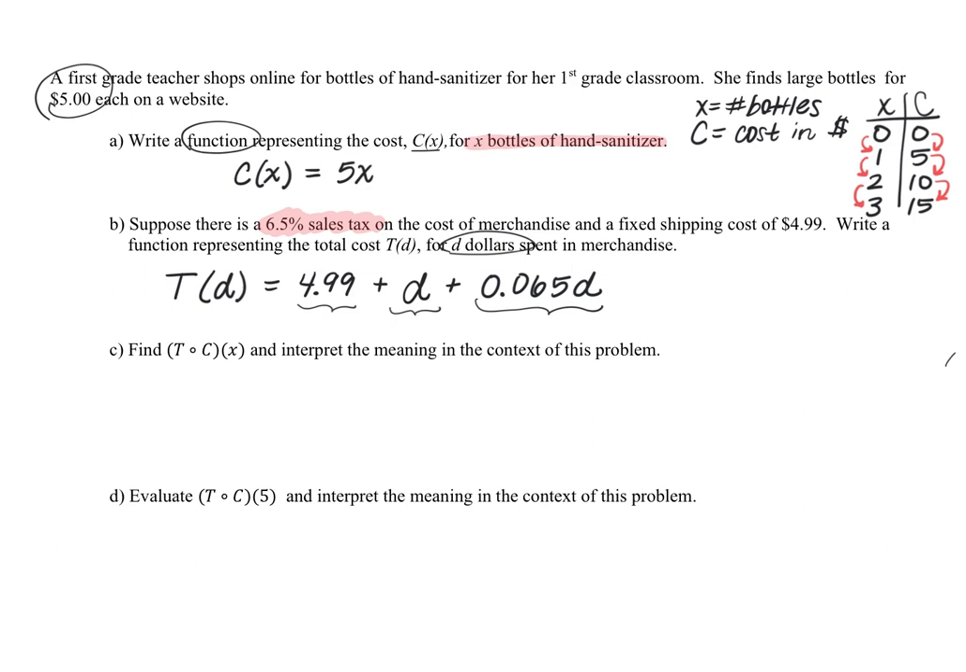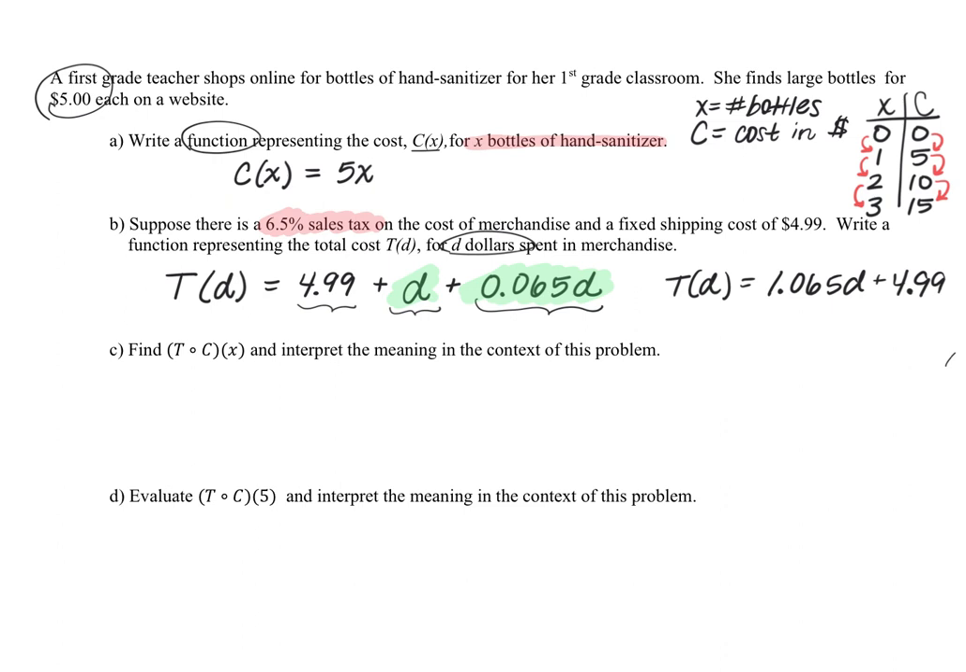So we can simplify this a bit. My total cost as a function of dollars spent. If we go ahead and add our like terms, we have D plus 0.065D. So that would be a total of 1.065D plus the $4.99 shipping.